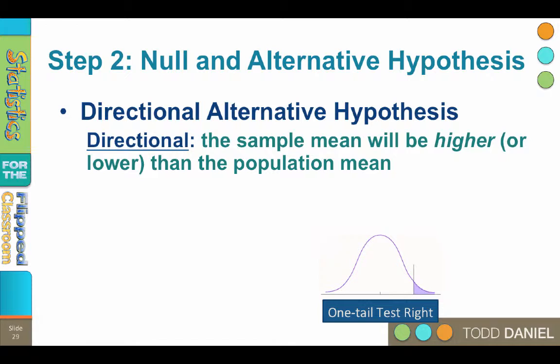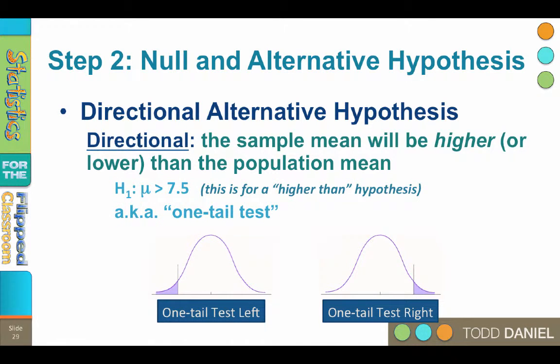For our example, we could create a directional alternative hypothesis that our Siberian sample mean will be higher than the world population mean. And this would be called a one-tail test. More specifically, a one-tail test right because we are only interested in significant changes greater than the mean. We could construct a one-tail test left alternative hypothesis if we were only interested in sample means lower than the population mean. Expressed in numbers, we use the greater than and less than signs to indicate direction of change.